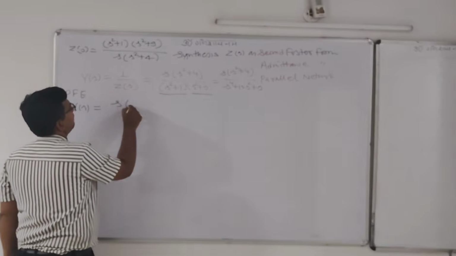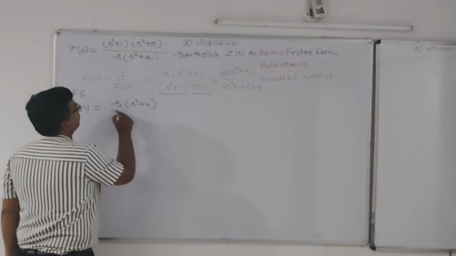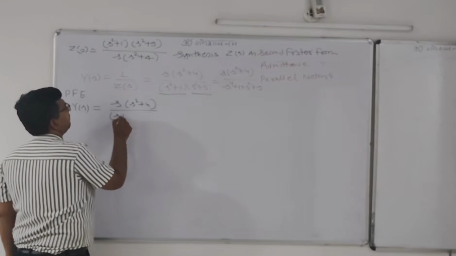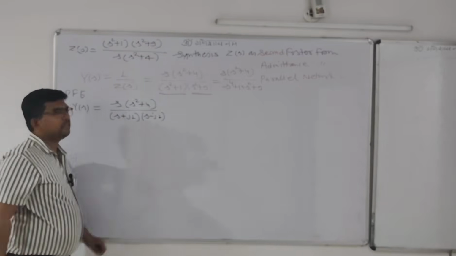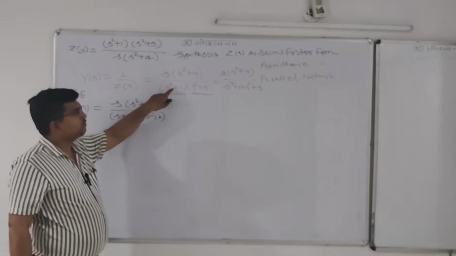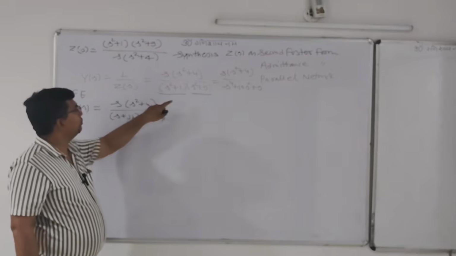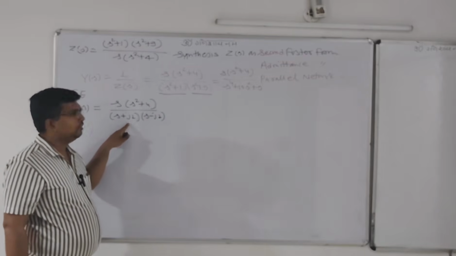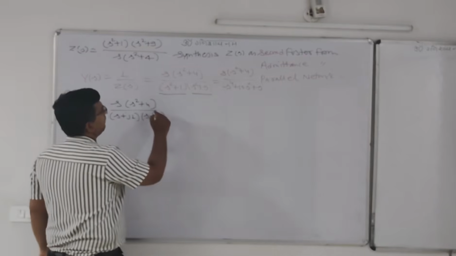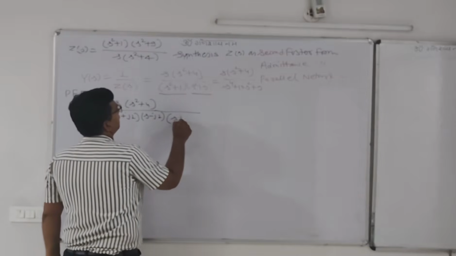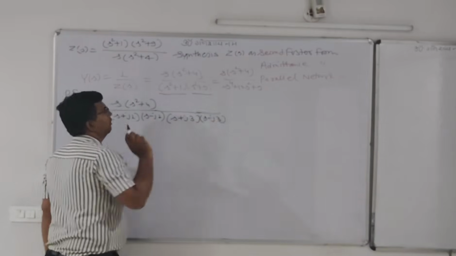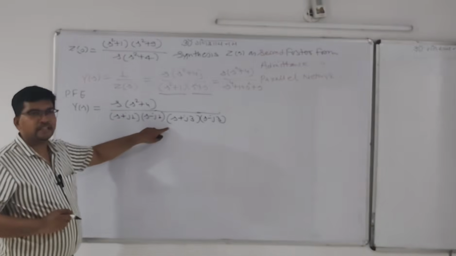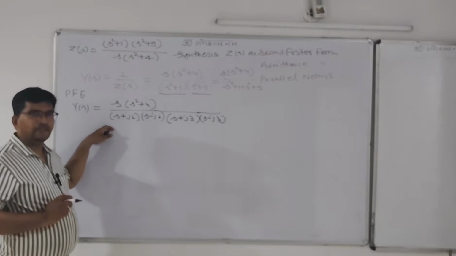We will convert the quadratic factor form into simple factor terms. It looks like this: s into (s square plus 4). What is s square plus 1? Simple factors s plus j1 and s minus j1. Basically we equate s square plus 1 to 0, so there will be two roots, plus j1 and minus j1, and we write it in factored form. Similarly, s square plus 9 is (s plus j3)(s minus j3). After doing this, all the factors are simple.